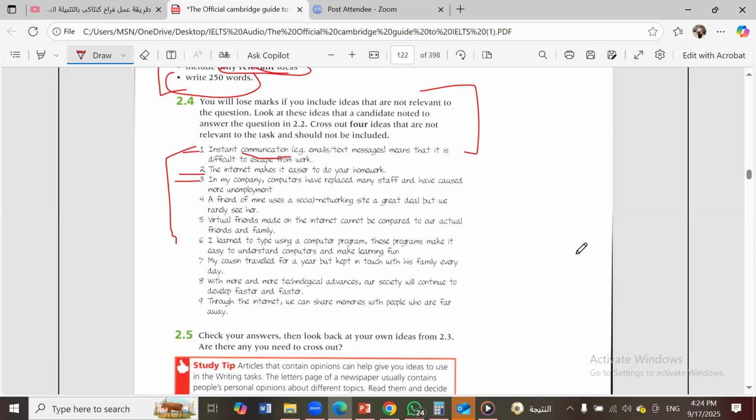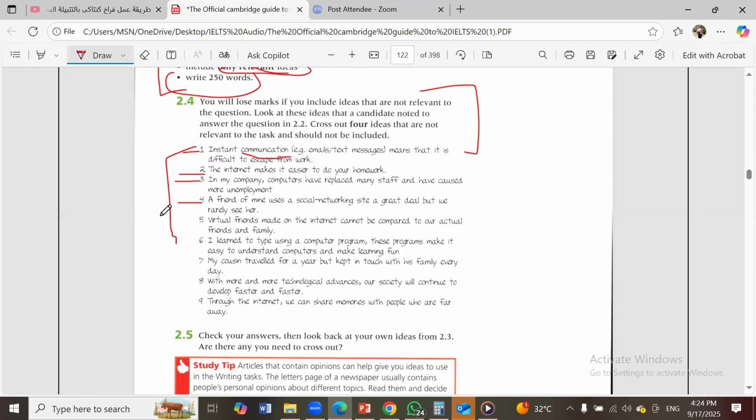So number 4, who can read? Can I? Aula, are you here? Aula Eid, are you here? Hello? Yeah. Aula, okay. Answer the 4th one. Is it relevant to the topic of the internet or not relevant?